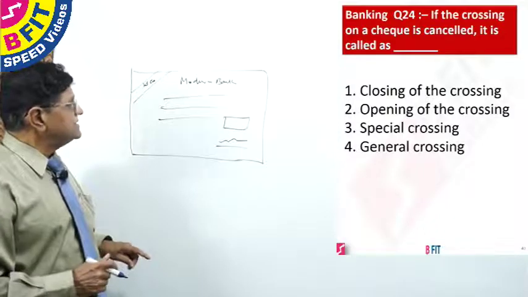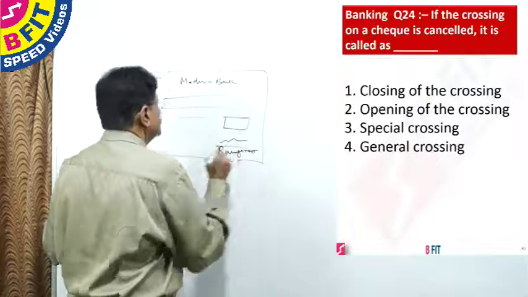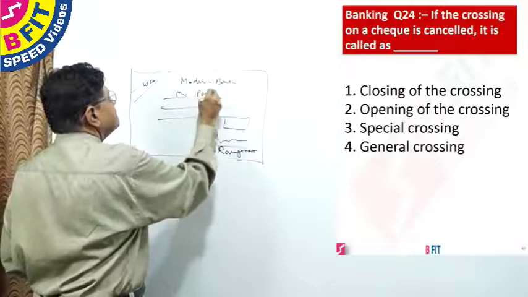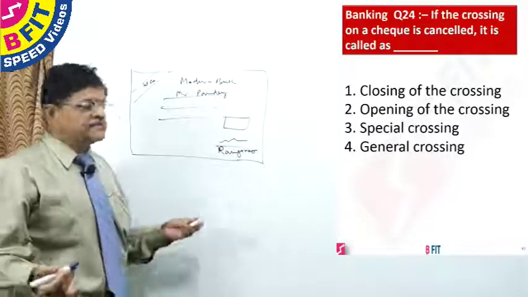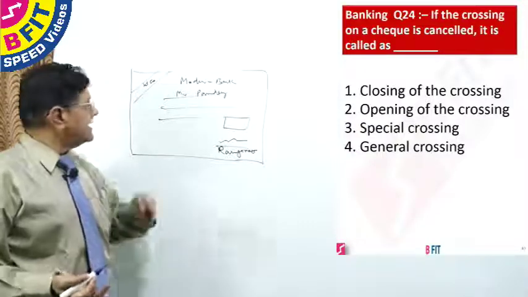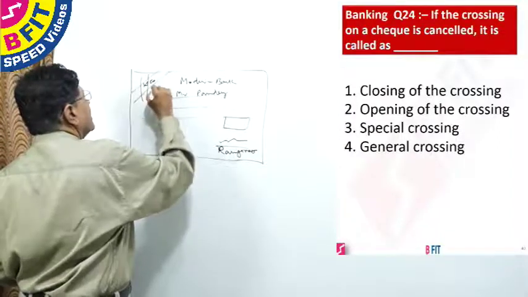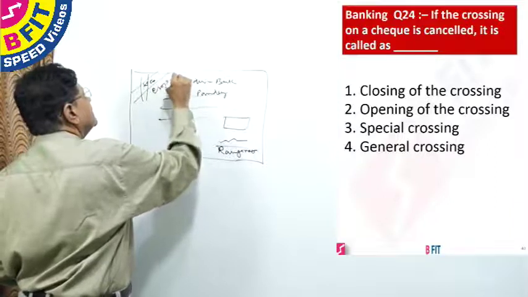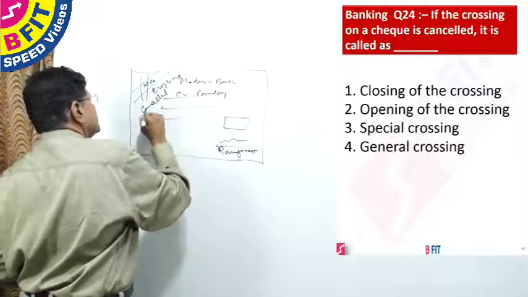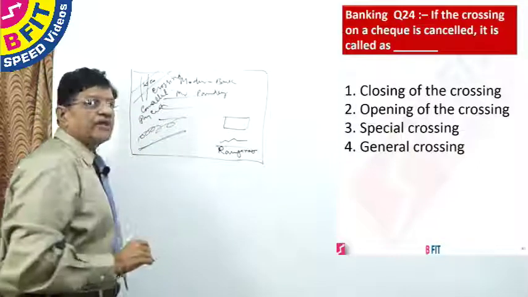Now, in this case, Ranganayaki is the drawer. It is in favor of Mr. Pandey. Pandey says, madam, I need money, please give me cash. So what Ranganayaki does is, she cancels the crossing and writes here, crossing cancelled, pay cash, and signs in full. There should be a full signature, no initials, please note.